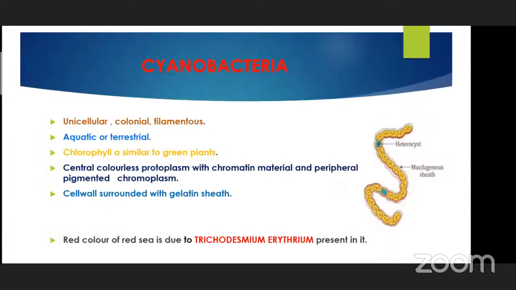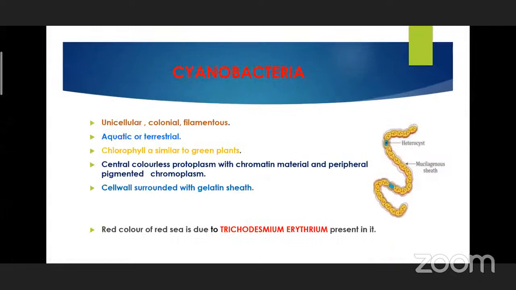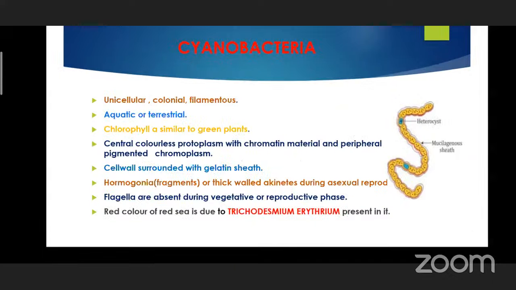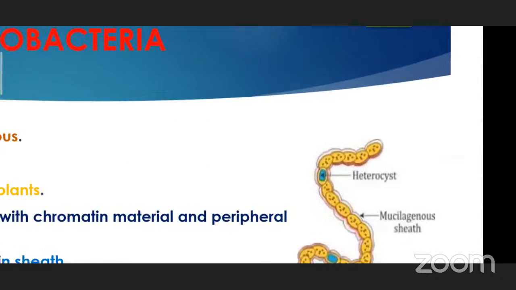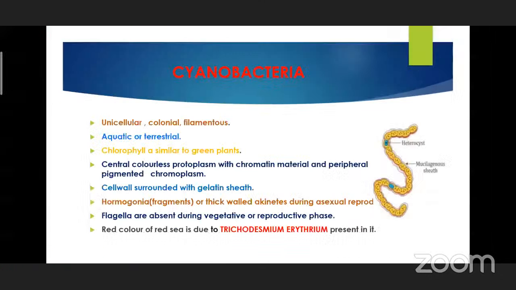when, during favorable conditions, you have a huge number of cyanobacteria in the water bodies, it is called algal bloom. Now, hormogonia is nothing but fragmentation, meaning breaking into pieces. It is the mode of asexual reproduction, and thick-walled akinetes are also formed in this. One more interesting feature of this Nostoc is the heterocyst. You can see the heterocyst. It is a specialized cell for fixing atmospheric nitrogen. Flagella are absent during vegetative or reproductive phase.